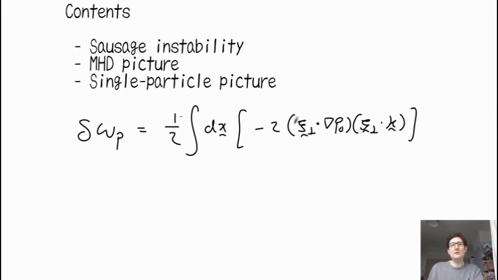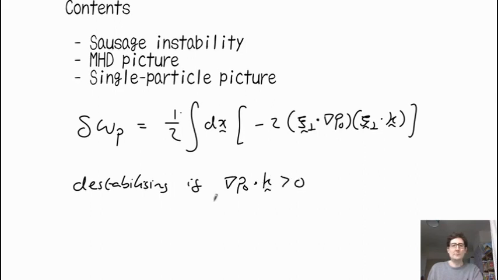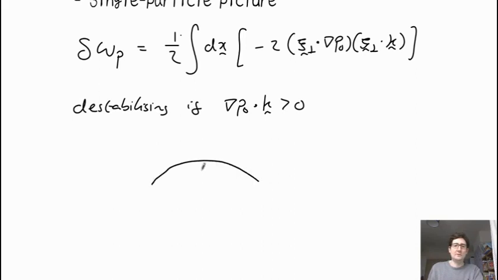This can be positive, in which case it's stabilizing, or it can be negative, in which case it's destabilizing. It's destabilizing if grad p and kappa are in the same direction, so if grad p naught dot kappa is greater than 0. This happens when you have a magnetic field which is curved in towards the direction of the highest pressure. So this is the B field here, with kappa going inwards into the middle of the curve, and then the pressure gradient going this way. If grad P goes this way, so we have high pressure here and low pressure here, then this would be unstable.